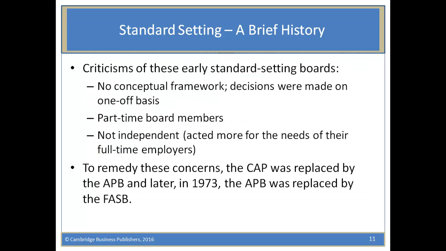Criticisms of these early standard-setting boards: no conceptual framework, part-time board members, not independent. To remedy the concerns, the CAP was replaced by the APB, and later, in 1973, the APB was replaced by the FASB.